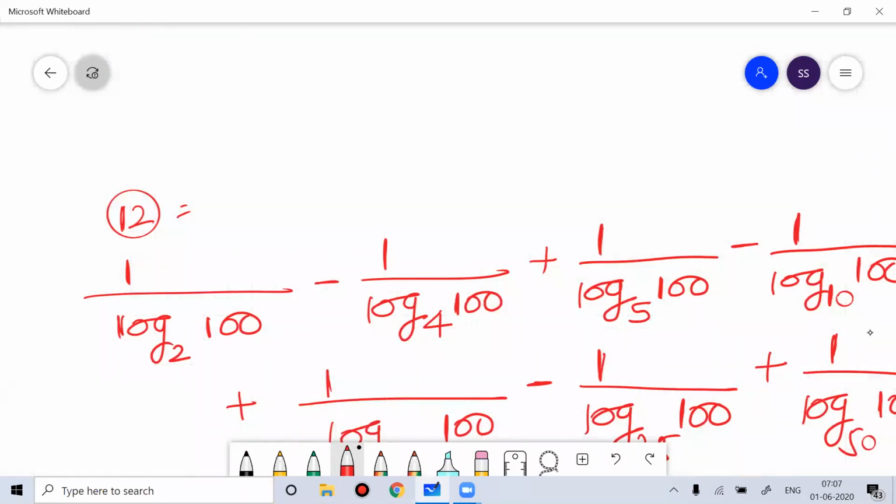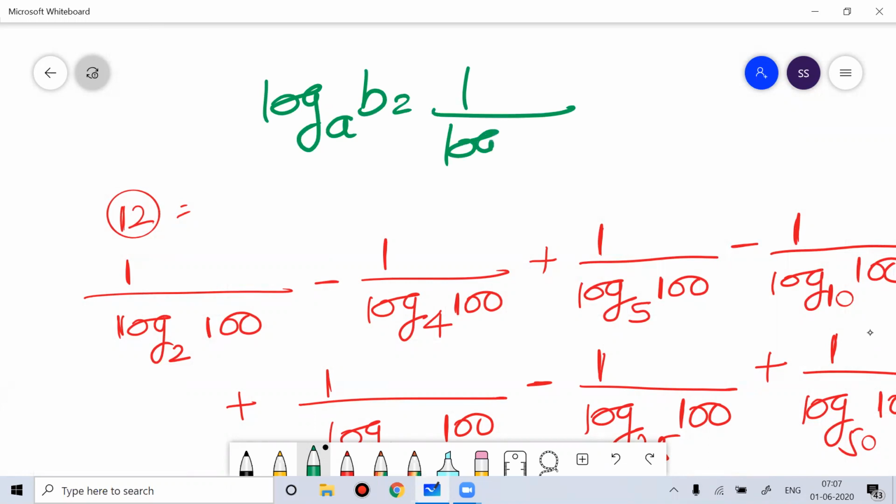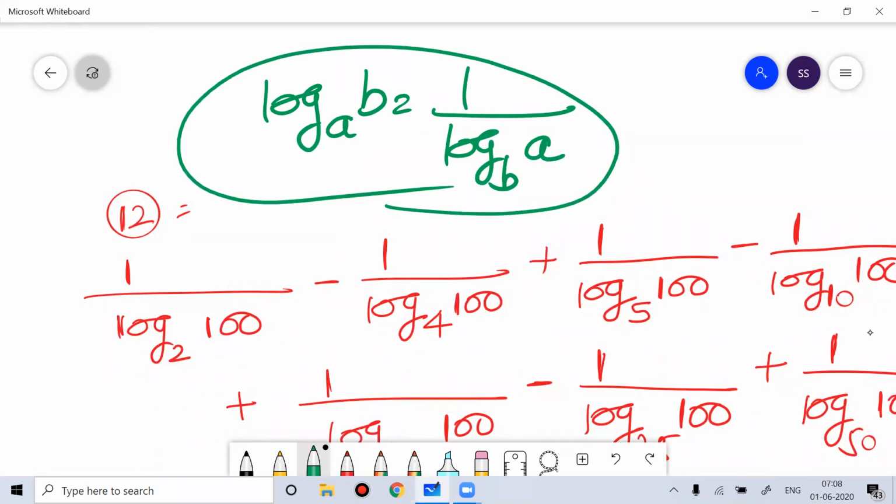Everyone knows the basic concept that log of base a b is equal to 1 by log of base b a. So we just need to use that concept to get the answer for this problem. We just need to use it and the work is done. You don't have to think so much for solving questions like this.